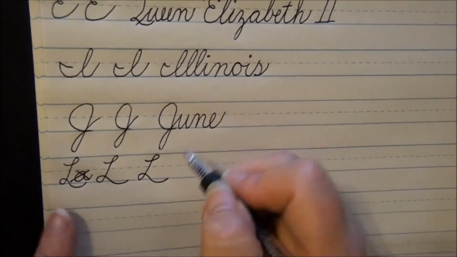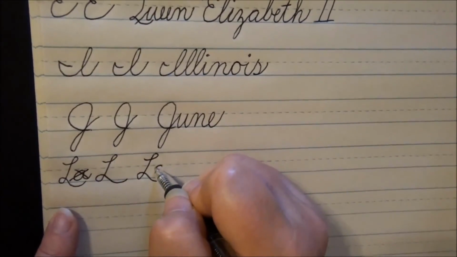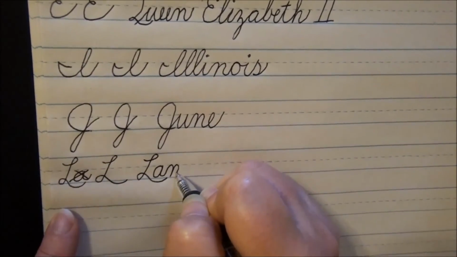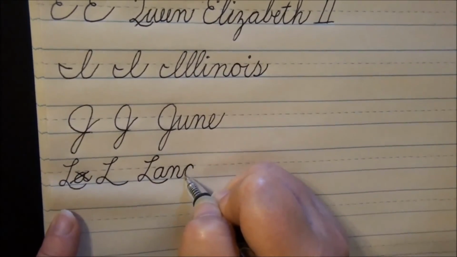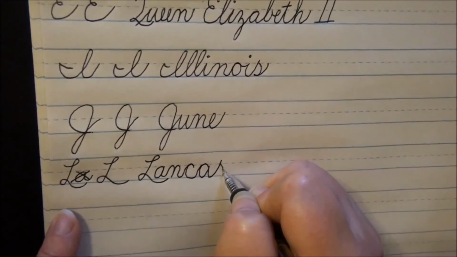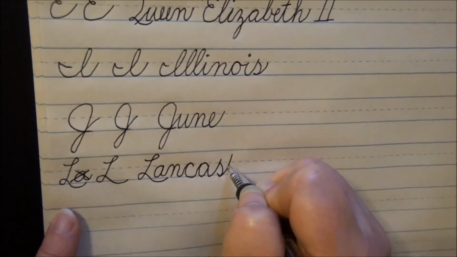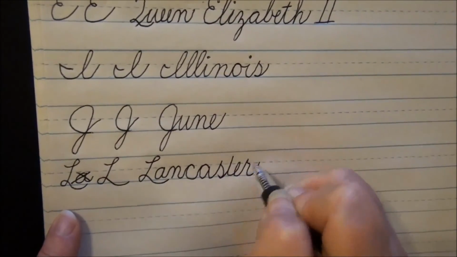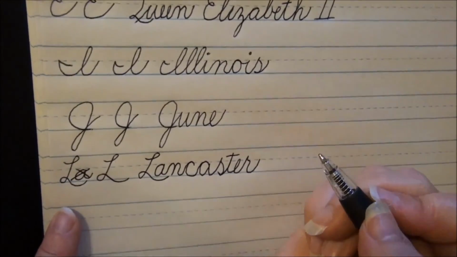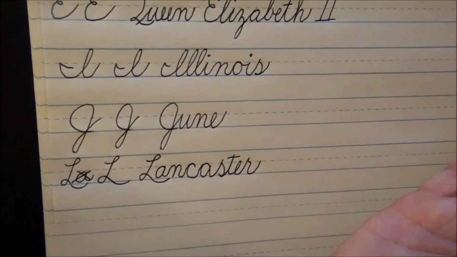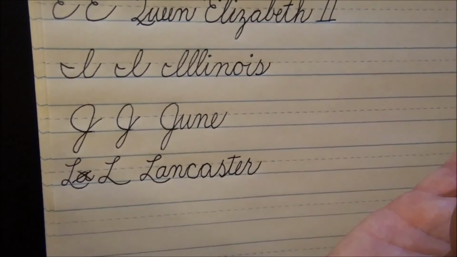And we're going to write Lancaster. Now, you're going to disconnect from your letter. You pick up your pencil. You're going to make your A, N, C, A, S, T, E, R, Lancaster.